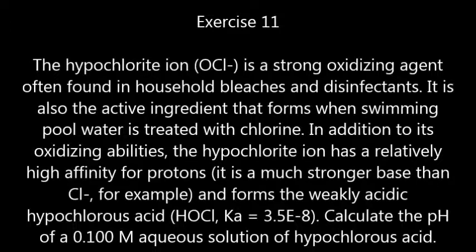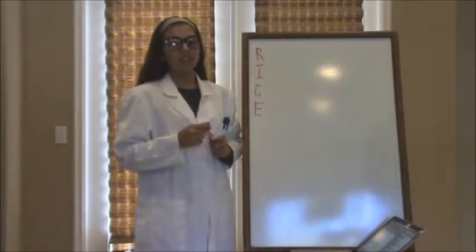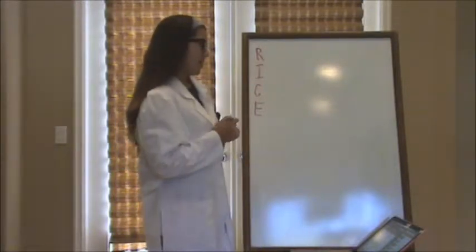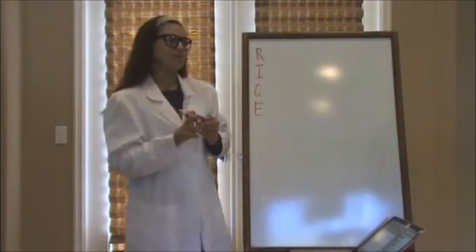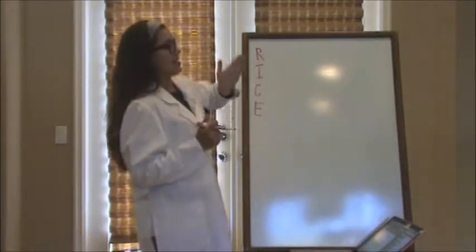HOCl, Ka equals 3.5 times 10 to the negative 8. Calculate the pH of a 0.100 molar aqueous solution of hypochlorous acid. In order to find the pH, we must first solve for the concentration of the H+. In order to do this, we will use the formula Marimbi showed us, as well as the RICE table.